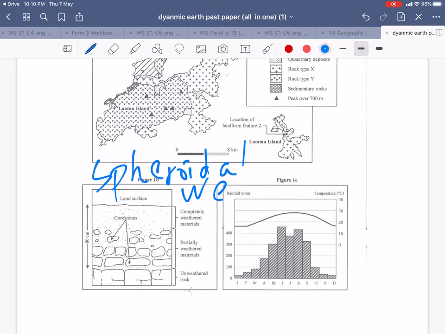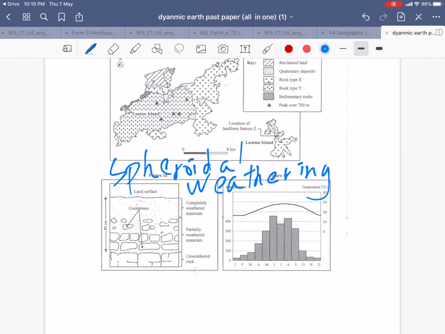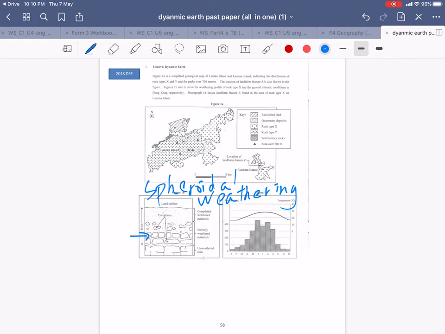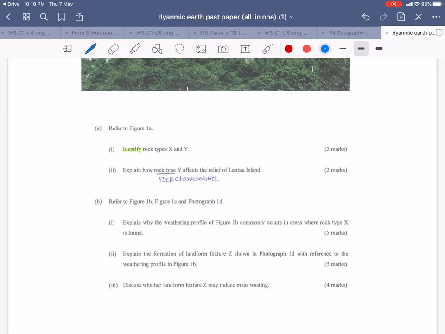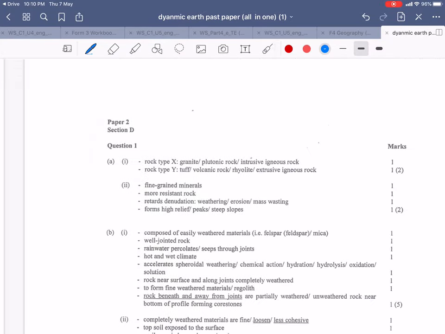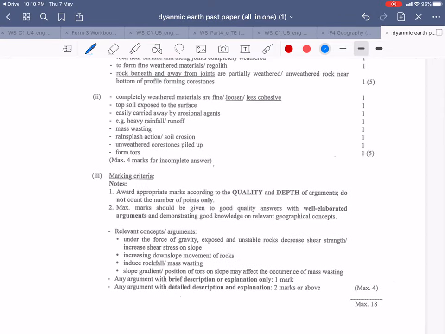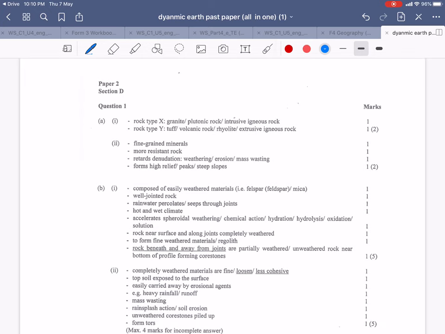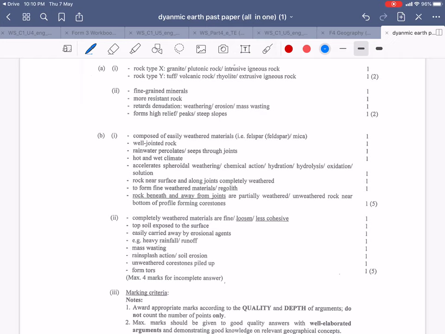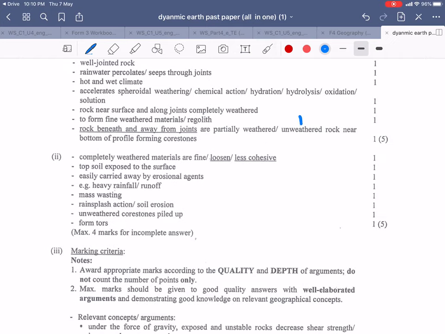Although I don't really remember how royal weathering goes now. Okay, this is tor. When the weathering material washed away, this is tor. And finally you find a tor like here. He said it's tall or long. Yeah, tor. And also, if you memorize the table, 9 marks already, and then mass wasting.